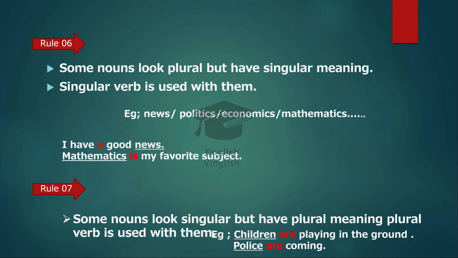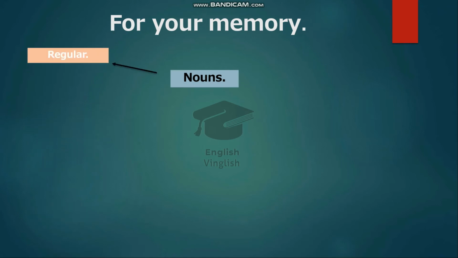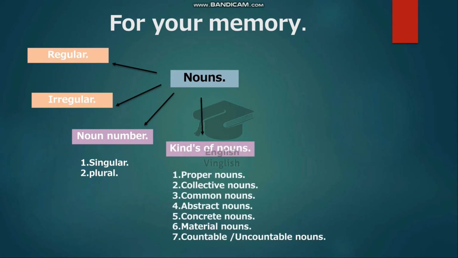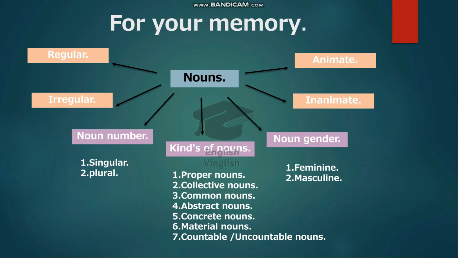Police also looks singular but it has a plural meaning. For your memory, look at this chart. We can divide nouns into 3 groups: kinds of nouns, noun gender, noun number. Not only that, we can divide nouns as regular nouns and irregular nouns. At the same time, animate nouns and inanimate nouns.